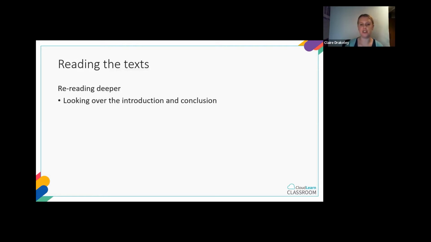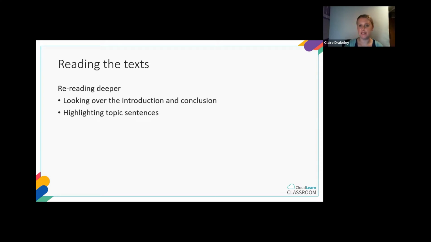Looking over the introduction and conclusion and considering the overarching ideas that the author puts forward in these paragraphs. As we know, the introduction will introduce you to the whole argument, and the conclusion reminds us what those arguments were and ties them all together. So reading these two very closely together will be sure to point out to us the main ideas.